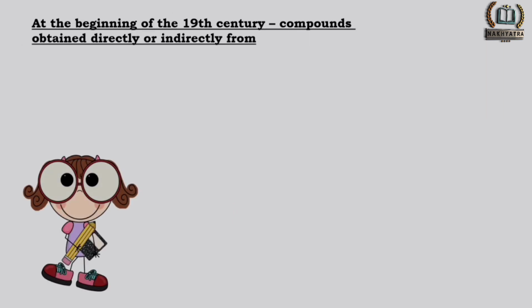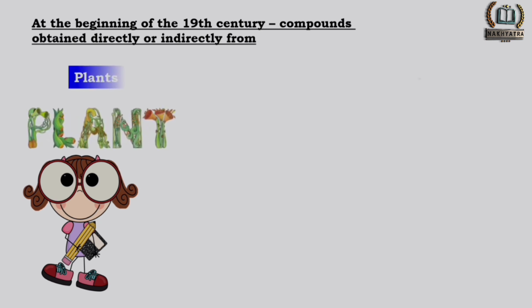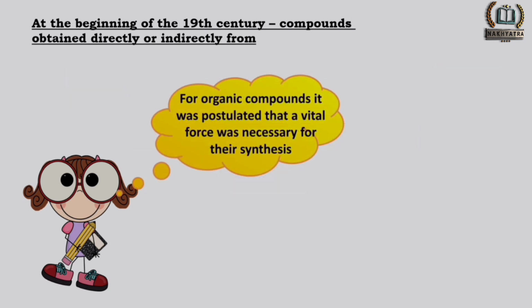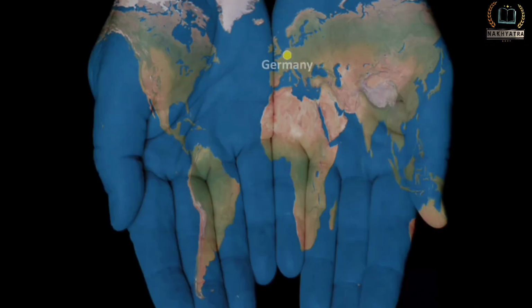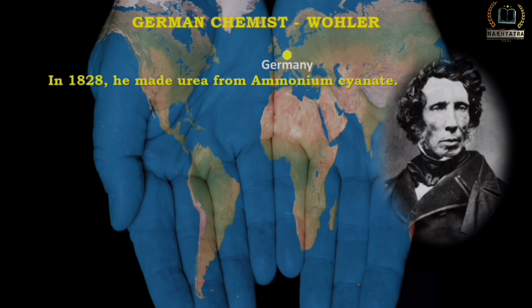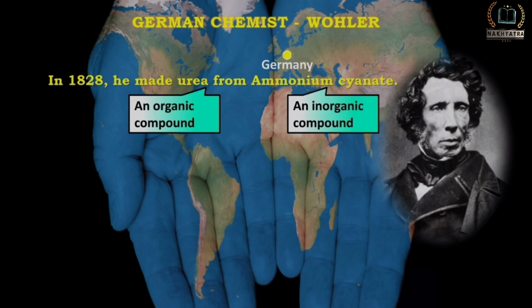At the beginning of the 19th century, compounds obtained directly or indirectly from plants and animals were called organic compounds, and compounds obtained from minerals were called inorganic. Now see, for organic compounds, it was postulated that a vital force was necessary for their synthesis. German chemist Wohler, in 1828, made urea from ammonium cyanide. Here urea is an organic compound, and ammonium cyanide is an inorganic compound.